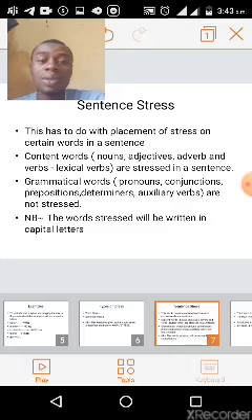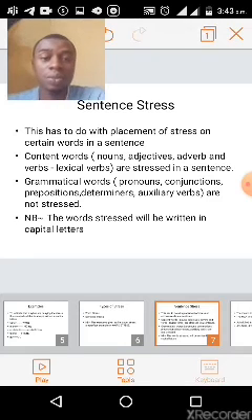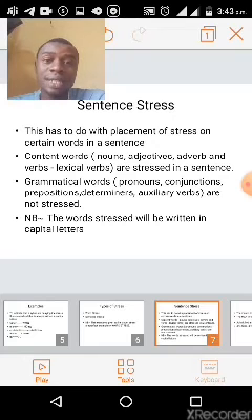This has to do with placement of stress on certain words in a sentence. Content words such as nouns, adjectives, adverbs, and verbs, that is lexical verbs, are stressed in a sentence. Now, grammatical words such as pronouns, conjunctions, prepositions, determiners, and auxiliary verbs are not stressed. The stressed words will be written in capital letters. I'm trying to explain this now, so we'll get to see examples of words that are stressed in a sentence.